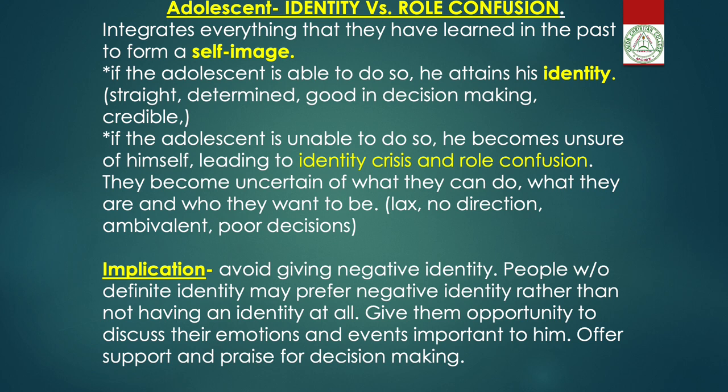Instead, we give them opportunity to discuss their emotions and the events important to him or her. So, halika dito, mag-usap tayo. That's how you allow them to explore their feelings so that they can arrive at a self-image. You also have to offer them support and praise for decision-making. So, pag sinabi niya, gusto kong ganito ma, gusto kong mag-asawa ng lalaki, kung lalaki siya, you give support or praise the decision of the person. Because basically, they are trying to ascertain or determine who they are. So that's the developmental task of an adolescent, which is identity versus role confusion.